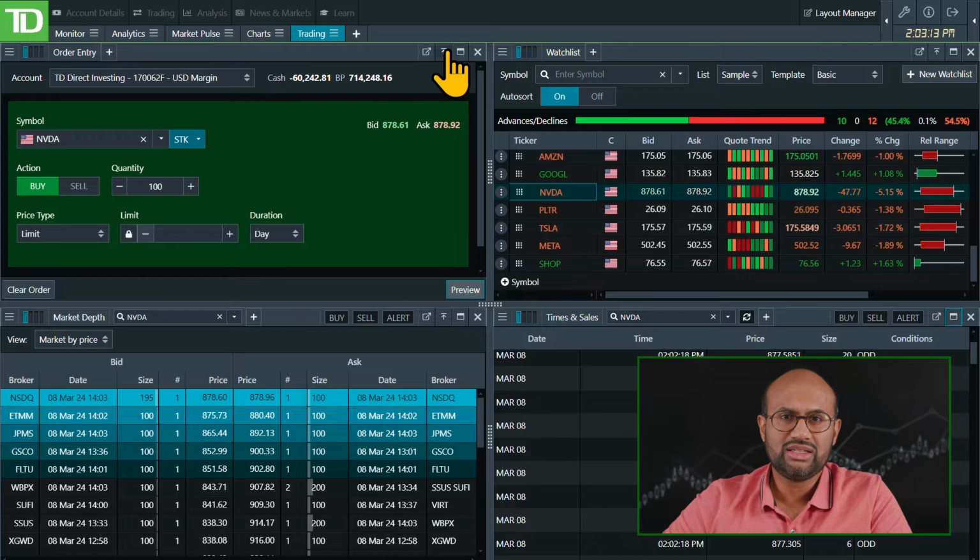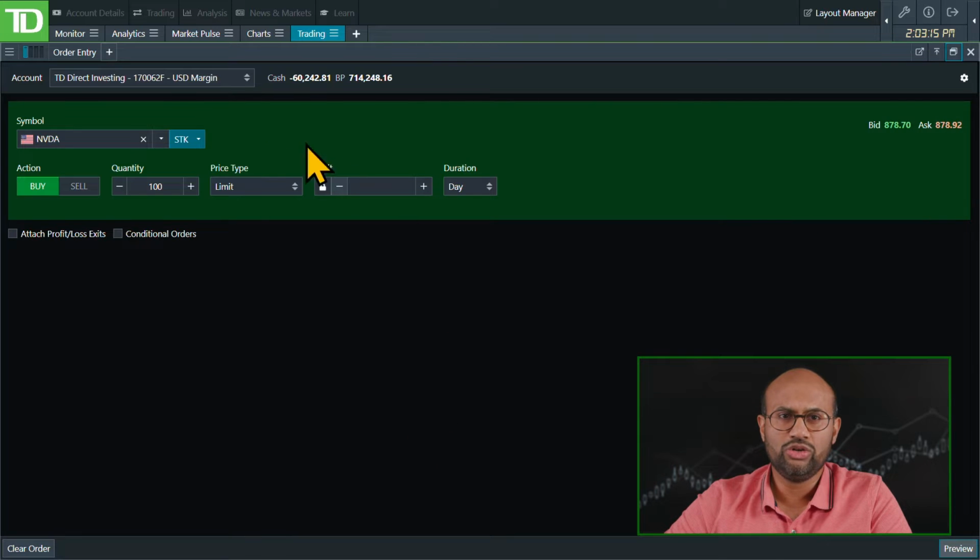But I've just displayed this, and we'll go ahead and enlarge this for just a moment, and you can see what the order entry tool looks like. So right over here, we have our account selector.